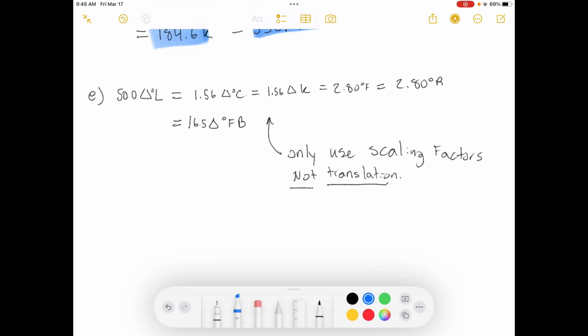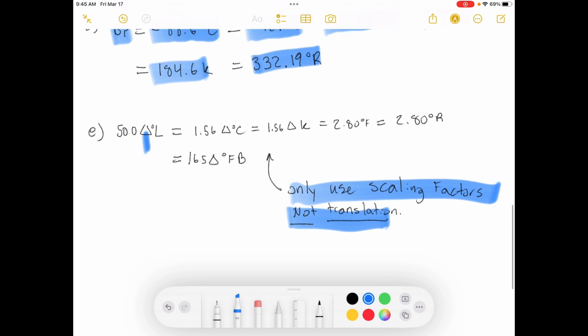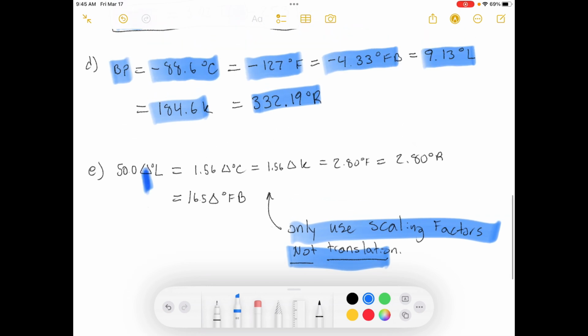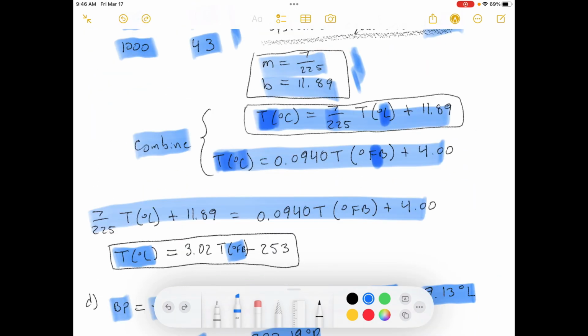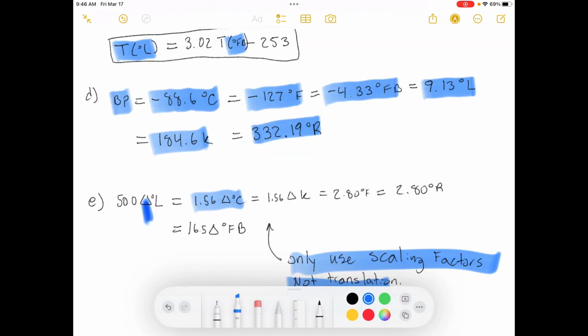What is a temperature interval of 50 Louis degrees equivalent to in Celsius, Kelvin, Fahrenheit, Rankine, and Farblungit? Okay. Remember, you only use the scaling factors, not the translations, because these are delta values. Okay. So we start off with 50, then we use the delta value that we calculated for Celsius, which was right here. Okay. Calculate what that is for Celsius.